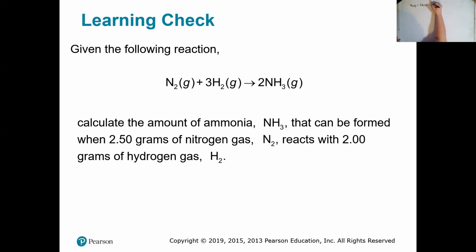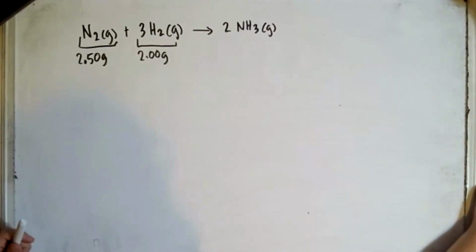They could be masses or moles. But when you're given 2 reactant amounts in the question, they're telling you that it's a limiting reactant problem without using the specific words. Because they're saying you're starting with 2.50 grams of nitrogen, you're starting with 2 grams of hydrogen, and you have to see which one of those is going to run out first, and then how much product you're going to end up with.